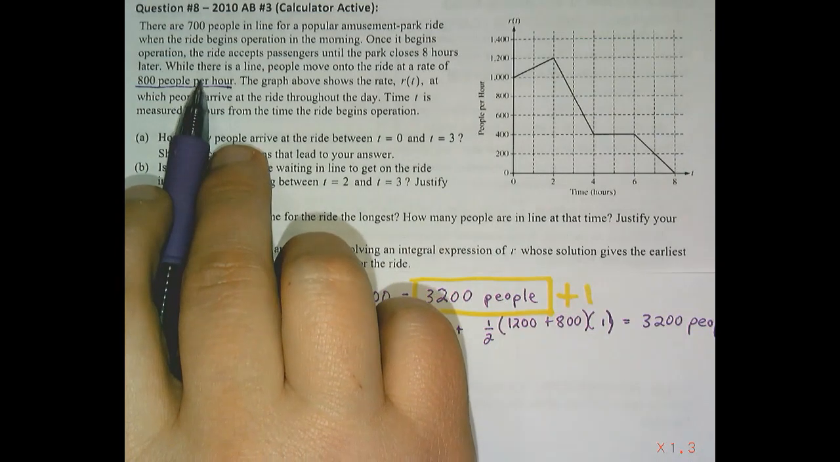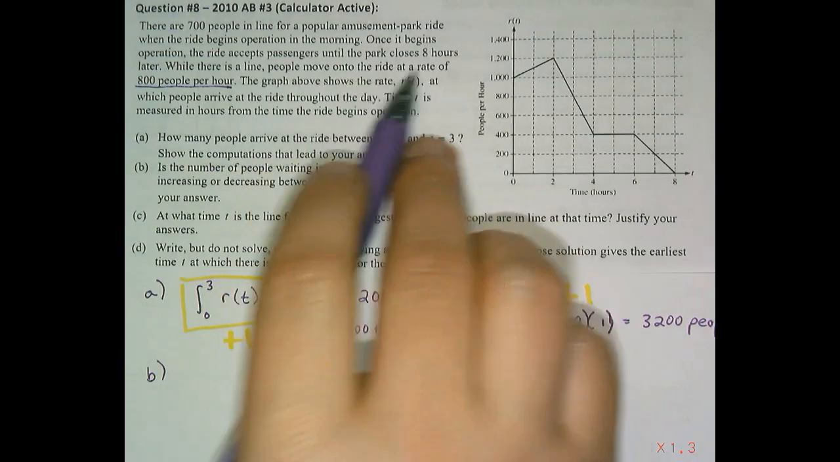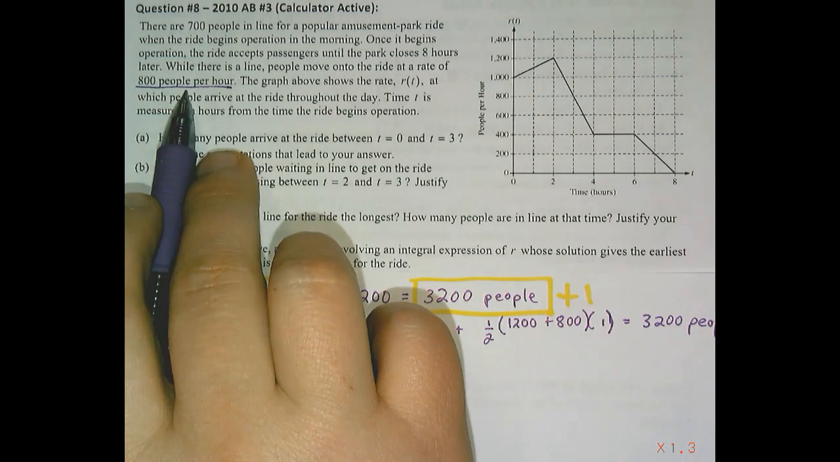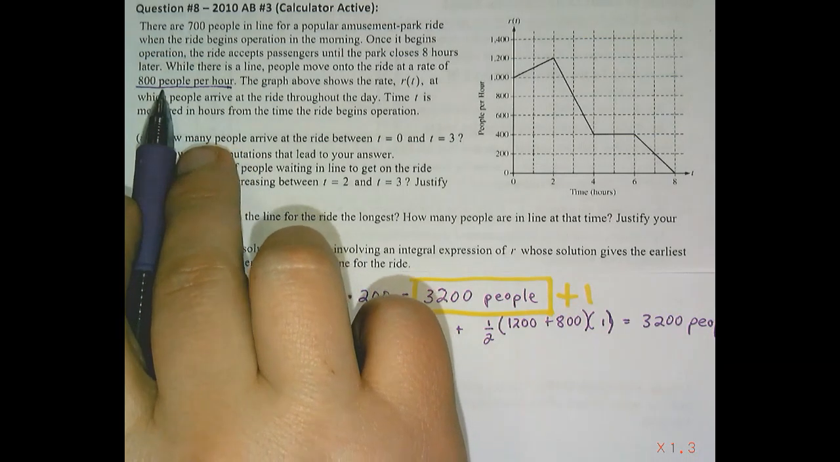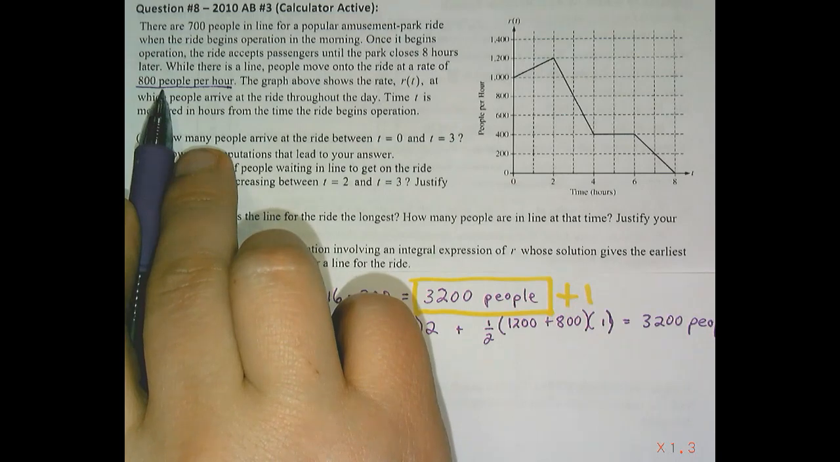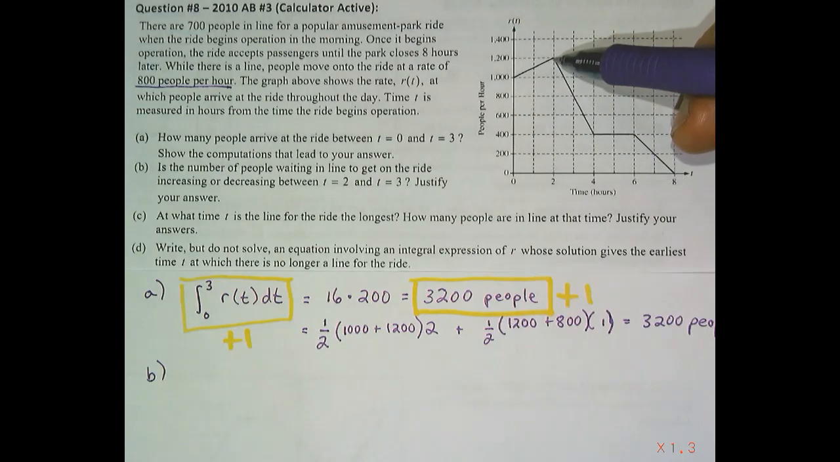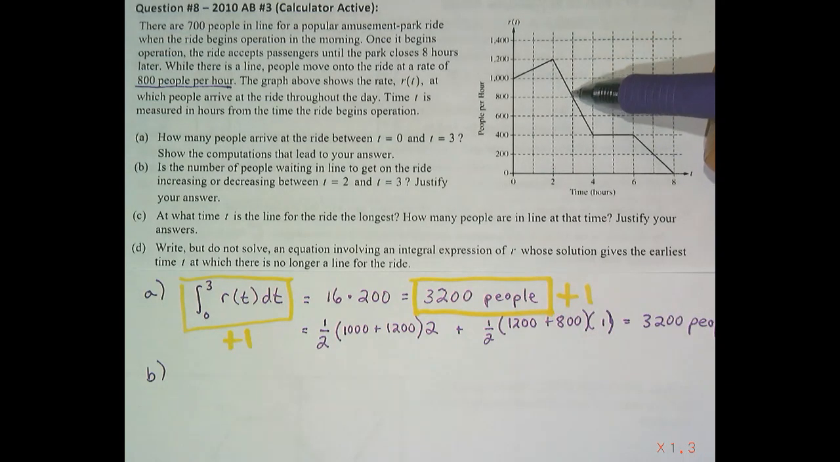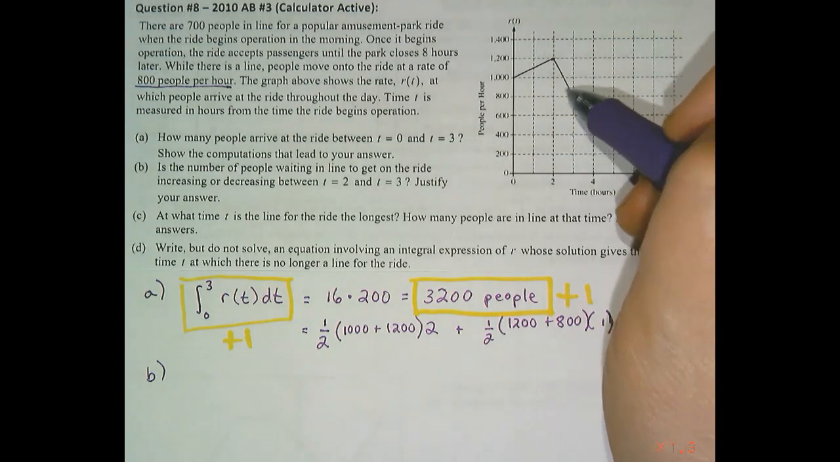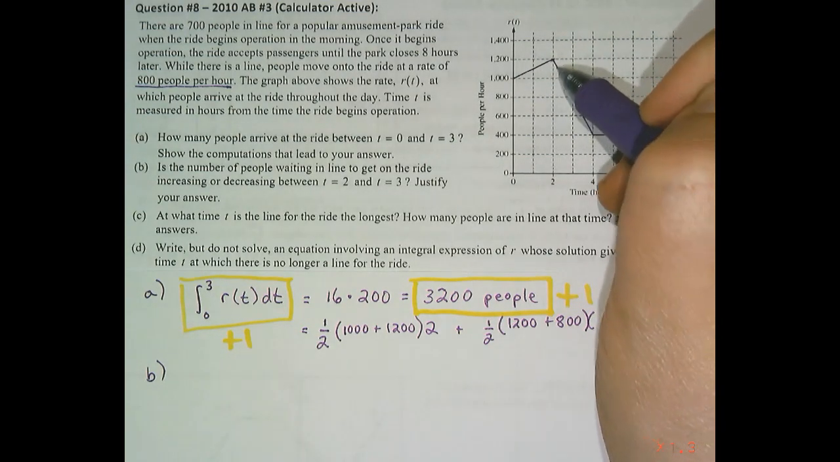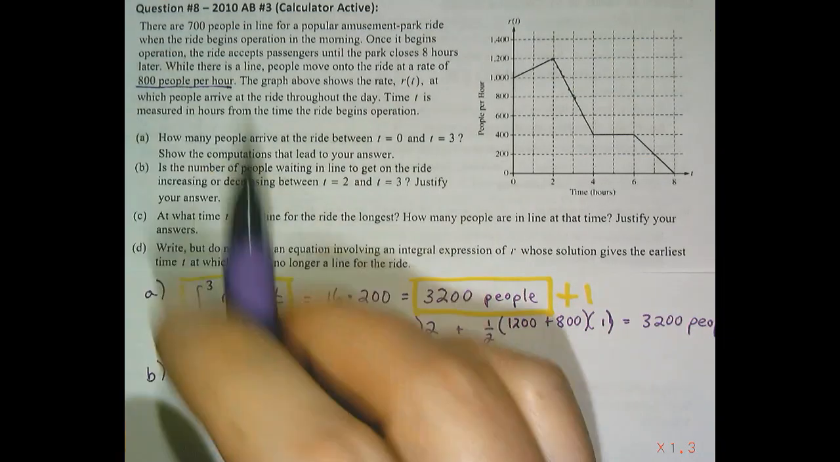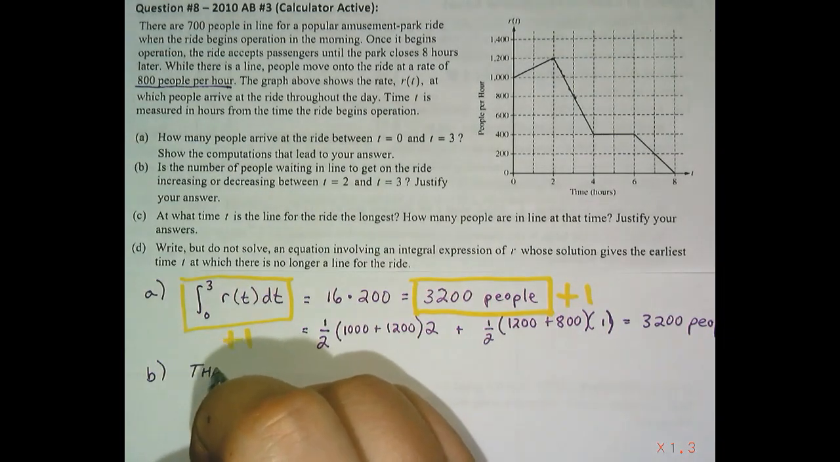First, people move onto the ride at a rate of 800 people per hour. So basically every hour 800 people are getting out of the line and hopping onto the amusement ride. Over here on the graph, between the hours of hour 2 and hour 3, we are gaining anywhere between 1,200 and 800 people adding to the line. So if more than 800 people are getting into the queue or into the line, but we're losing 800, the number of people is increasing.